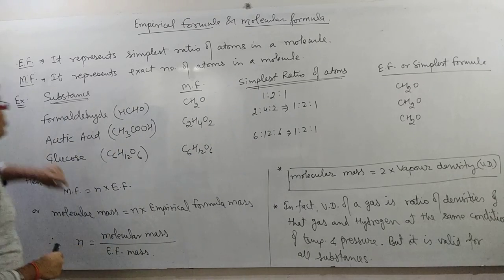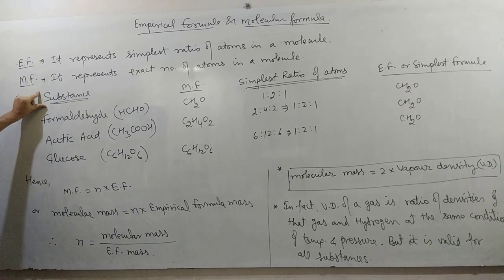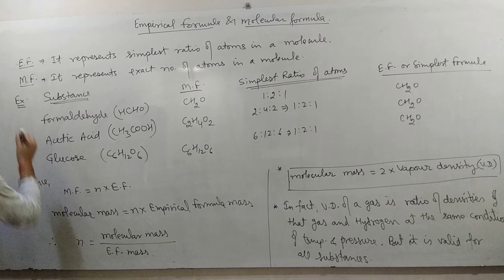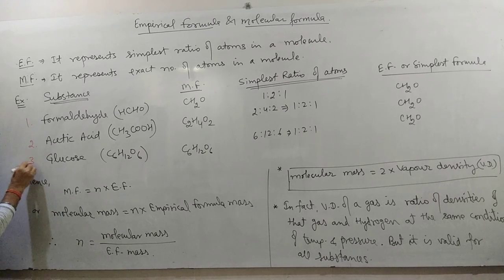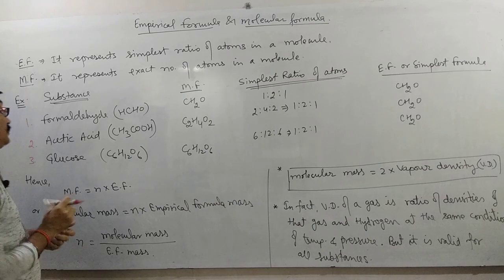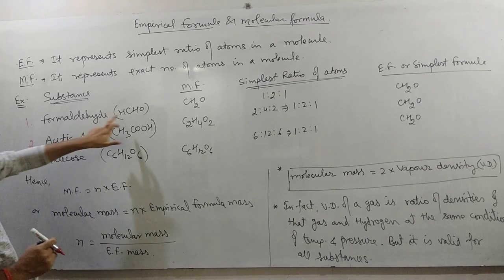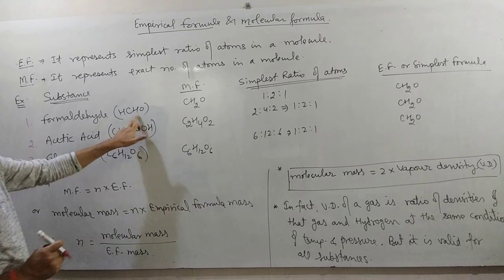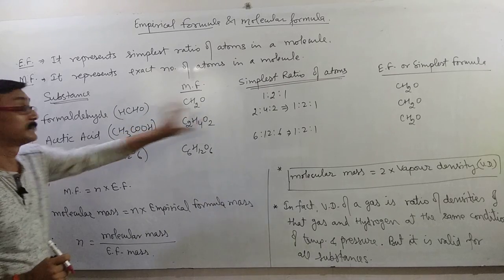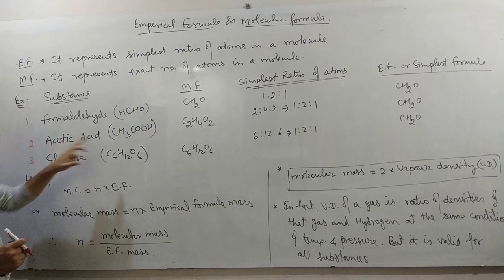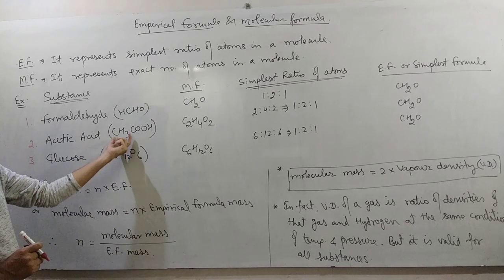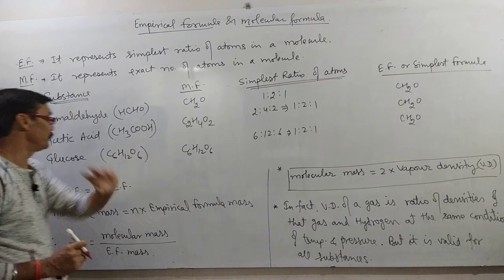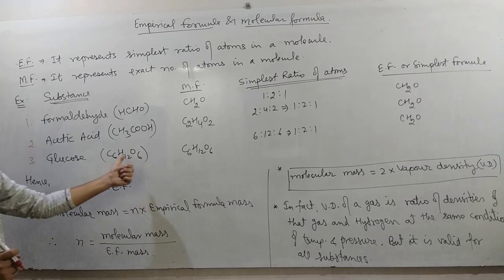We take an example. There are 3 substances: formaldehyde, acetic acid, and glucose. Up to 10th, you all know very well. Formaldehyde, HCHO: number of carbon atoms 1, number of hydrogen atoms 2, and oxygen is 1. Now acetic acid, CH3COOH: carbon atoms 2, hydrogen 3 plus 1, 4, 2 oxygen atoms, C2H4O2, and the glucose is C6H12O6.